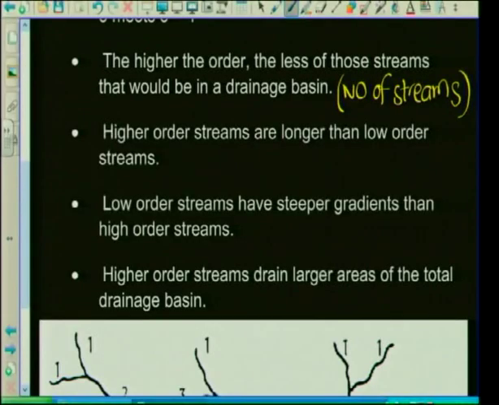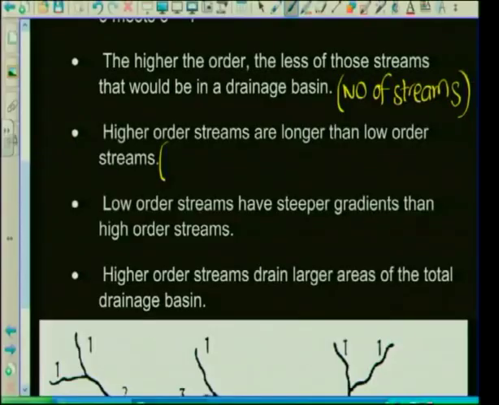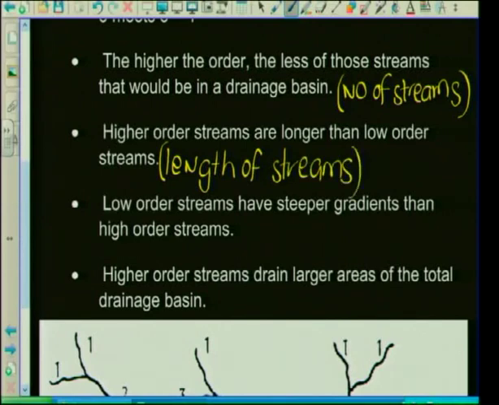Our second rule says the higher the order, the longer the stream will be. So first order streams will be very short, fourth order streams are going to be very long. This is the rule that applies to the length of streams. To recap, a first order stream would be a very short stream, whereas a fourth order stream would be a very long stream.